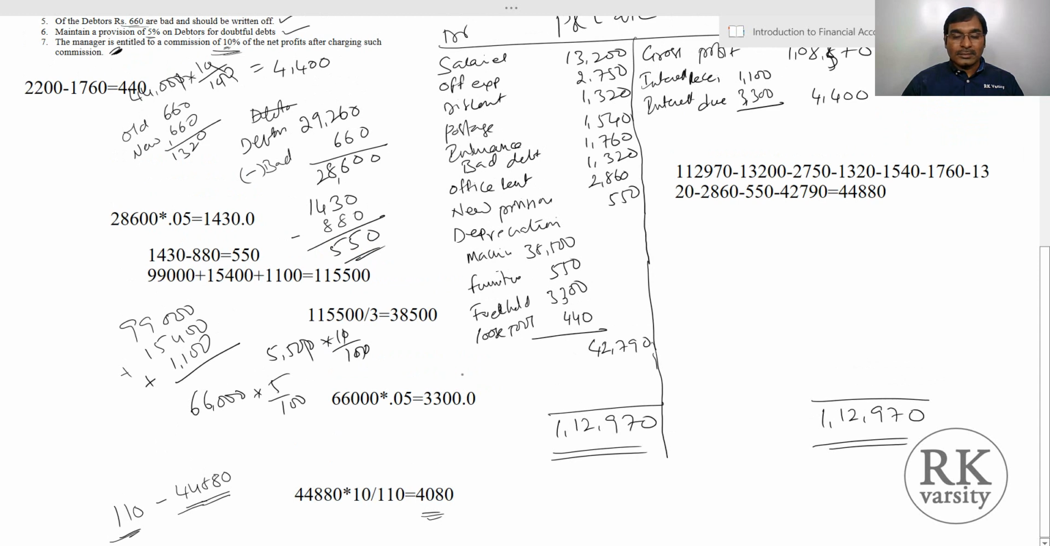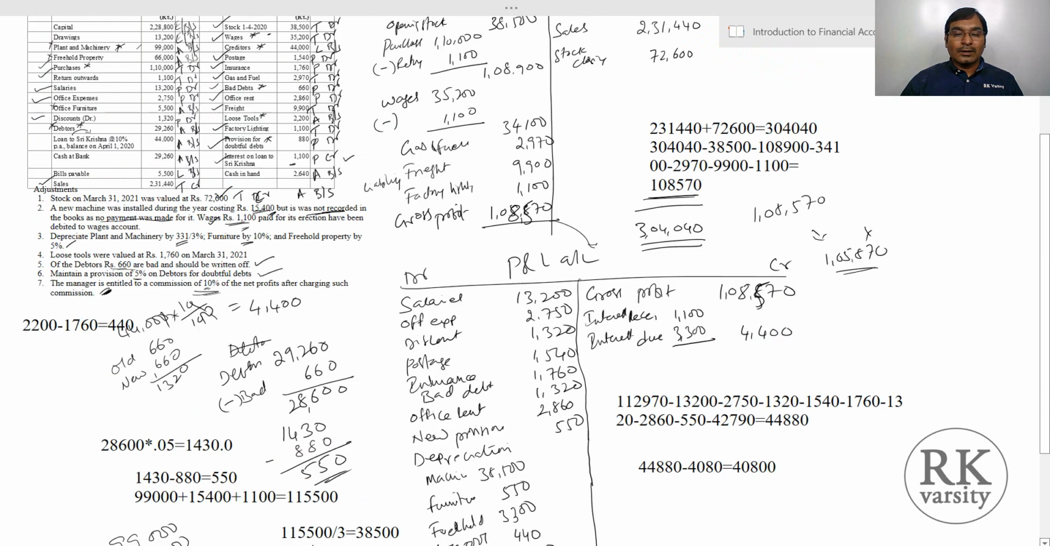Now the manager's commission is 4,080. Then what is our net profit? So 44,880 minus 4,080. So 40,800 is the net profit. So this 40,800 will be taken to the balance sheet.